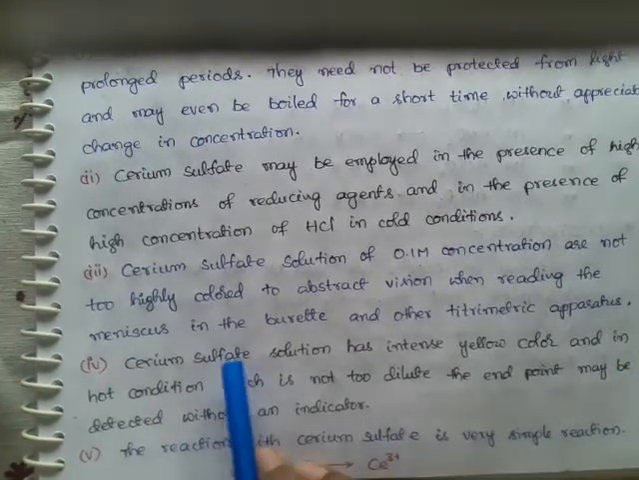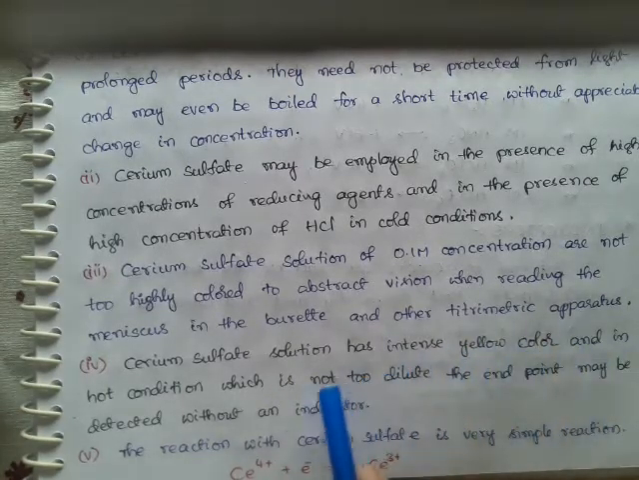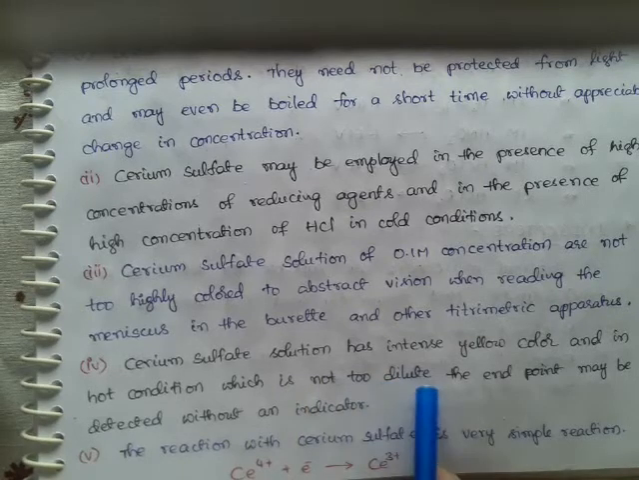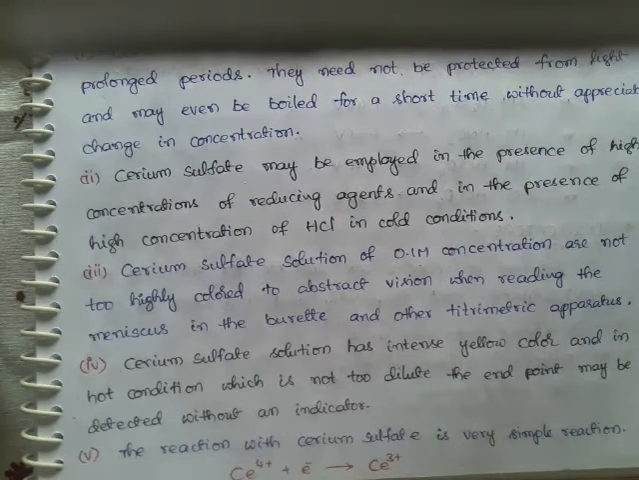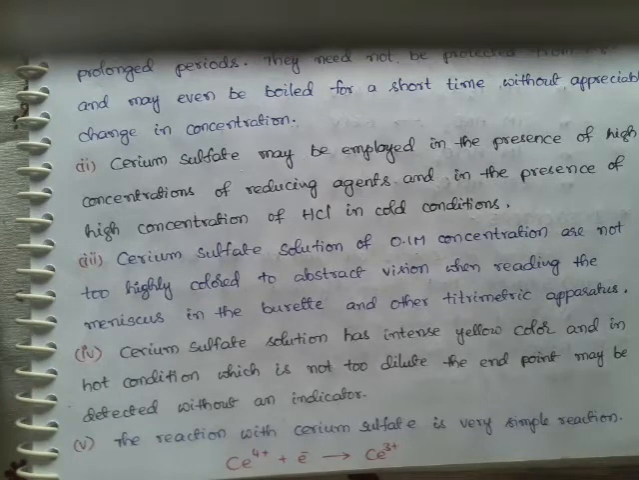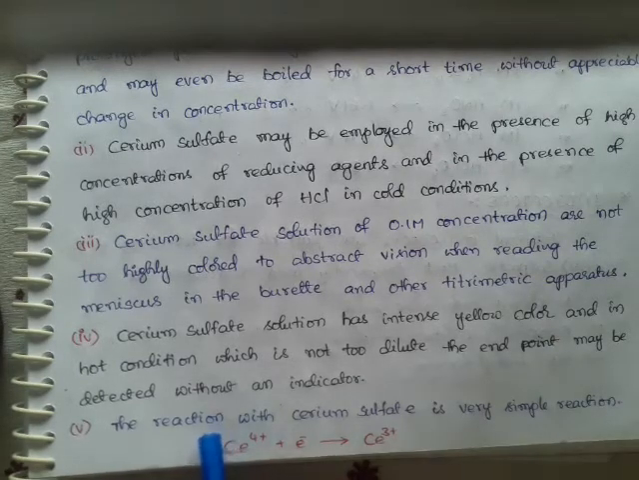Next, cerium sulfate solution has intense yellow color, and in hot condition which is not too dilute, the endpoint may be detected without an indicator. Why? Because it is intense yellow color. So you need not use the indicator if it is somewhat high concentration. Next, the reaction with ceric sulfate is a very simple reaction. Why? Because it can gain only 1 mole of electron to produce cerium 3 plus.